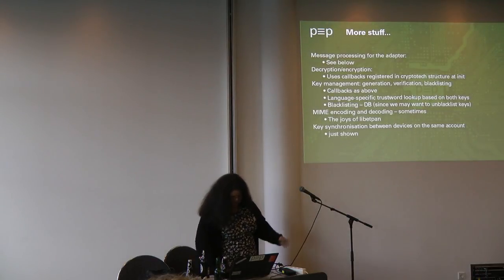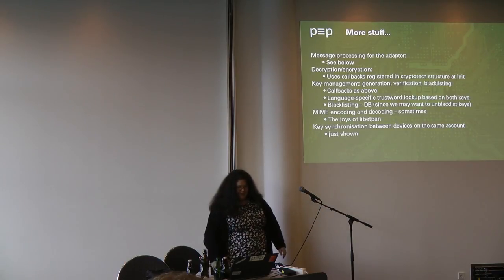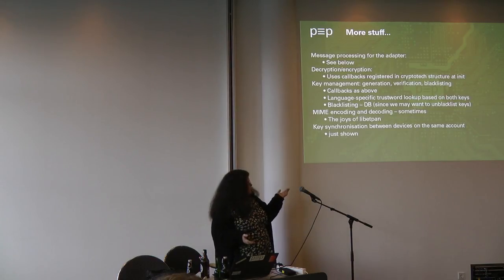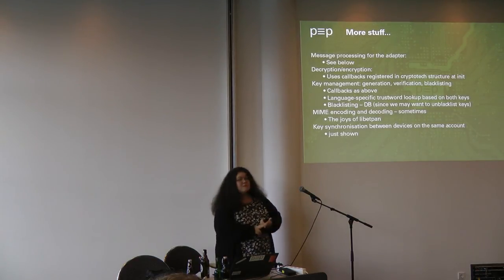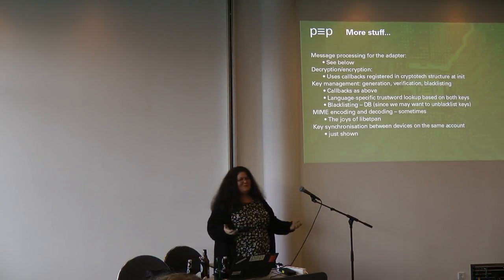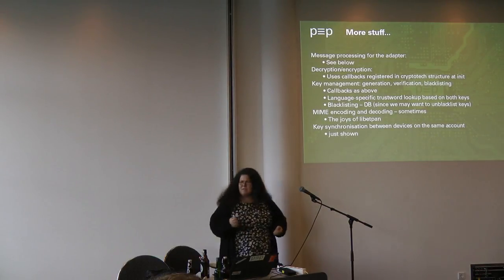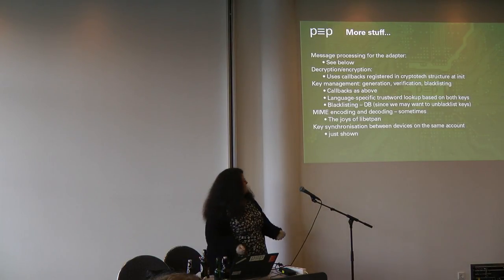Anyway, more stuff, and I'm not going to go too deeply into it. So we do message processing for the adapter. Again, we've got these callbacks that are registered in the cryptotext structure so that we can do decryption and encryption. Key management: generation, verification, and blacklisting. There are, again, callbacks to the specific library we're using, and it's language specific. So, for example, if somebody speaks Turkish, we don't want them to have to use English trust words. That doesn't make any sense. What do we default to if they're two different languages? We default to English, which is hard to find a solution to.